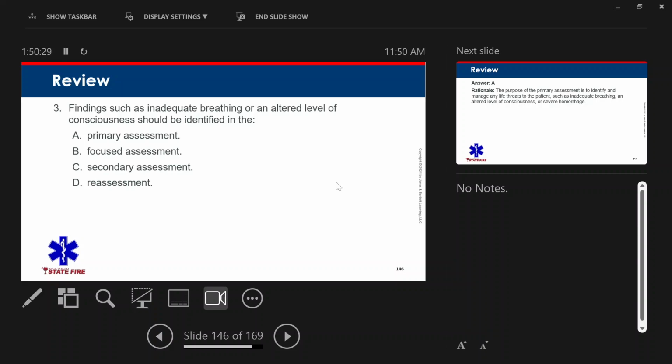It doesn't matter if you save all those people in that car. You're a bad medic. You don't know how many patients there are, and that was in the scene size-up. That's where we began. Ready?